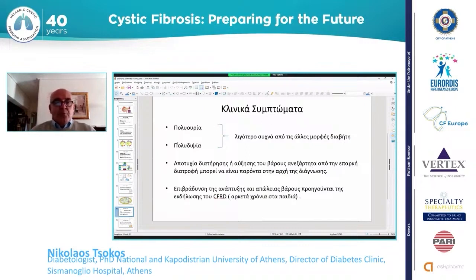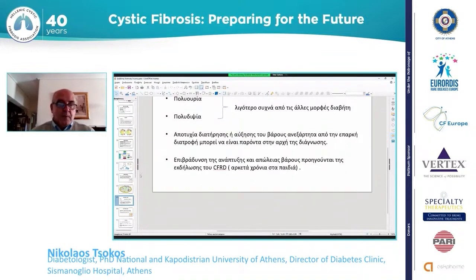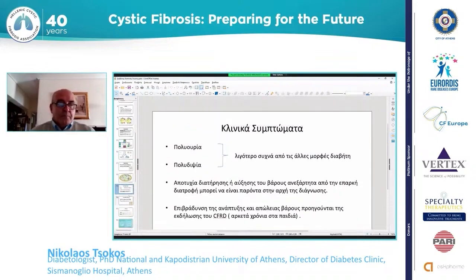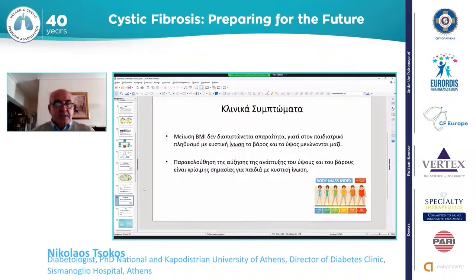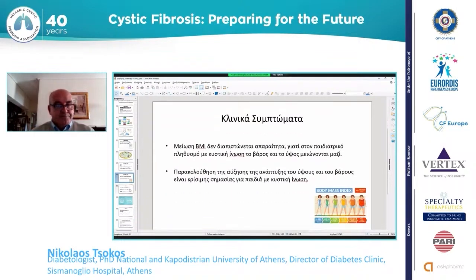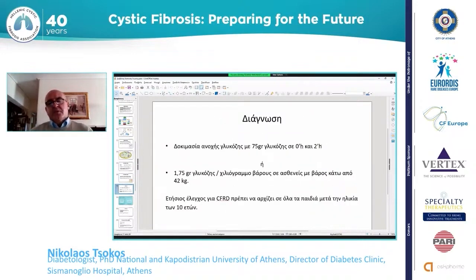Now, the clinical symptoms, polyuria and polydipsia, are not as frequent as in other forms of diabetes. It is impossible to maintain the correct weight regardless of the diet. We have retardation of growth and loss of weight, and we see this for years in children. BMI reduction is not necessarily seen because in the pediatric population with cystic fibrosis, the weight and the height are reduced together. So it is important for us to monitor the growth.